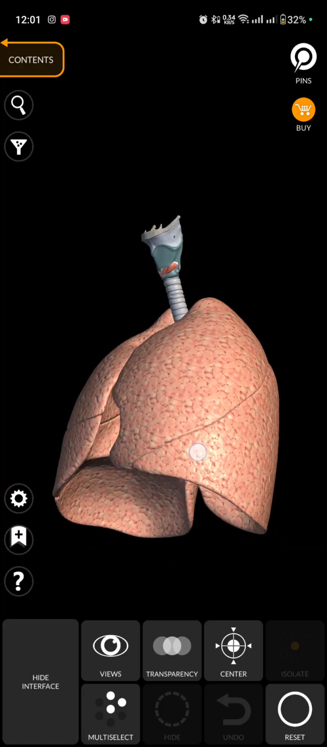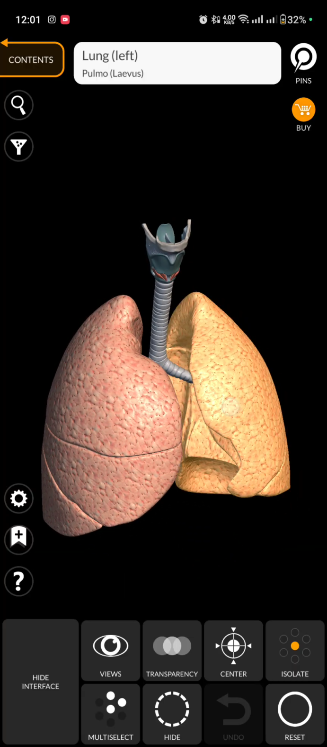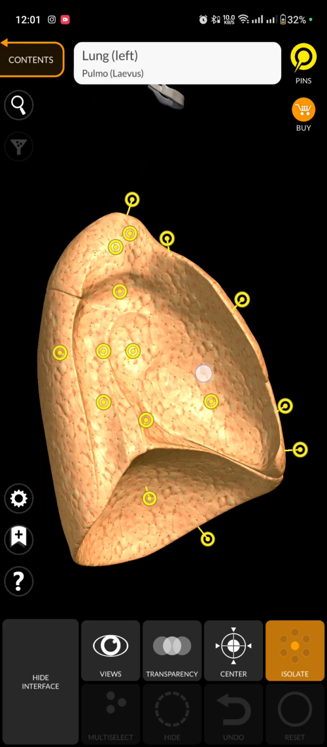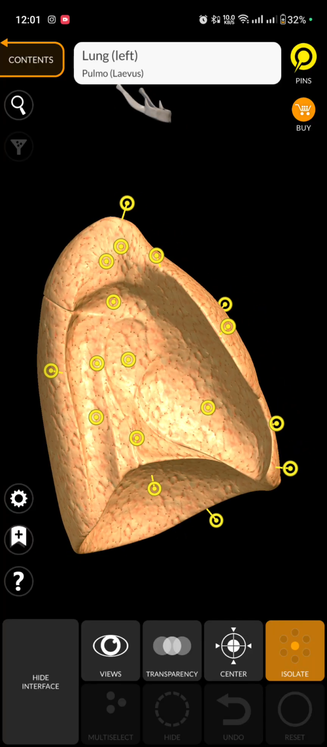Now, we will look at the hilum of the two lungs. If we look at the hilum on a real lung, we will find that the hilum of the right lung has five openings, and the hilum of the left lung has four openings. Why? Because the hilum of the right lung consists of two cartilaginous bronchus, a pulmonary artery, and two pulmonary veins.